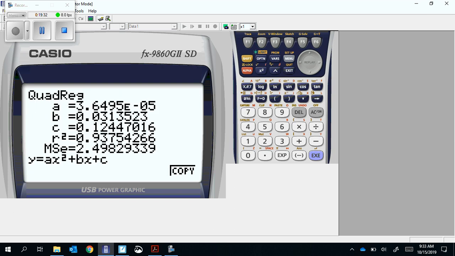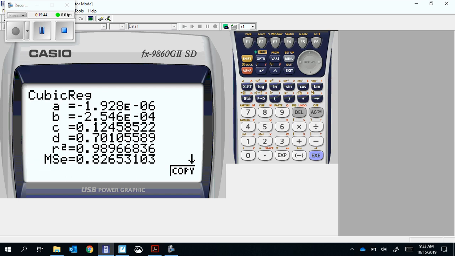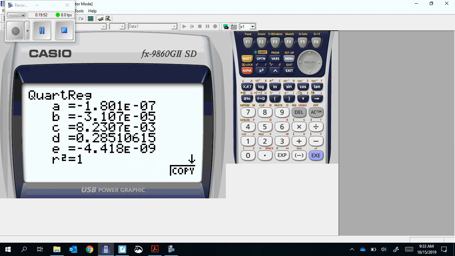X squared, that's 0.93. Getting better. Cubic, 0.989. That's even better. And then quartic, it's 1. That's like perfect. So quartic is the best. And it looks like they kind of write out our, yeah.